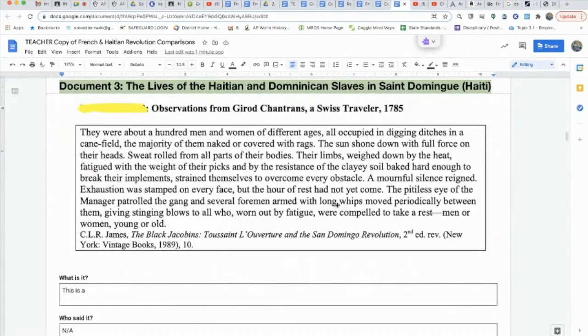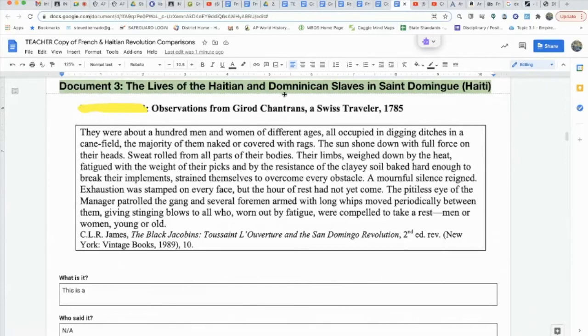Look at this now. Now let's look at some primary documents, the words of people who were there, okay? This is document 3, the lives of Haitian and Dominican slaves in St. Dominic, okay, in Haiti. Observations from Girard Chantrans, a Swiss traveler in 1785.